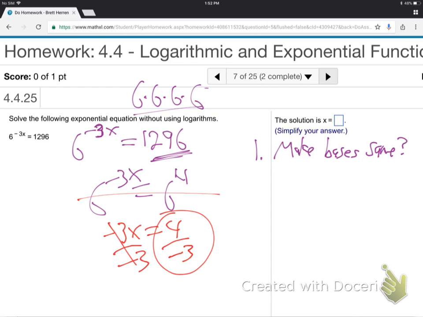Is that good on that? Making sense? When X is in power, make the bases the same. Cut them out, if you can. If not, do log on both sides, which we'll do in a minute. All right, I'll move on.